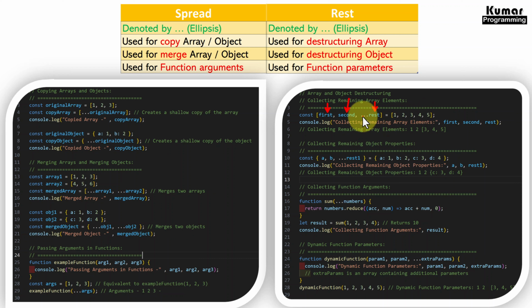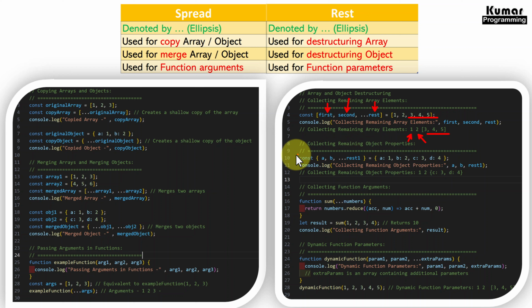Okay, if you see here we are using the three dots, and this is known as a rest operator, because the rest of the values are going to be used inside the rest variable as an array. So if you see the output, for the first variable we have 1, for the second variable we have 2, and for the rest we have an array, 3 4 5. The rest of all the values are going to be assigned to the rest variable.